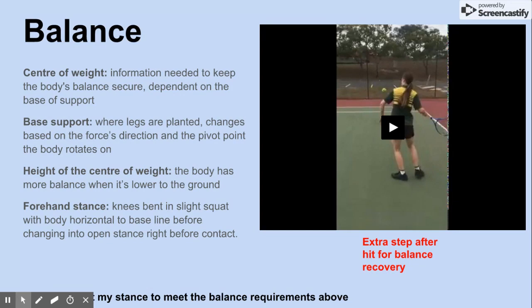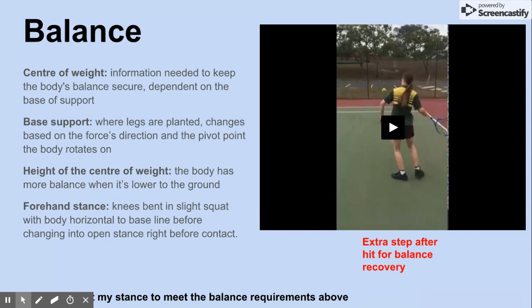The center of weight is dependent on the base of support, which is where your legs are planted. The base of support changes based on the forces, direction, and pivot point the body rotates on. The height of the center of weight also determines the security of the balance. The lower the center of weight, the more secure the balance, as the distance the weight line must move before reaching the limit of the base is greater. The higher the center of weight causes the body to be less secure for opposing reasons.